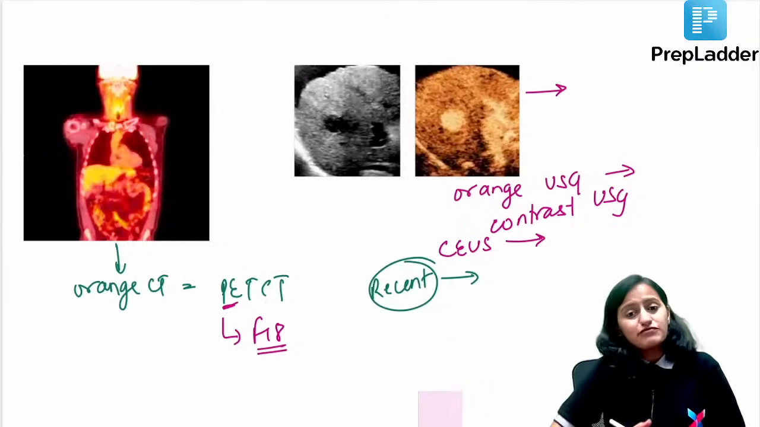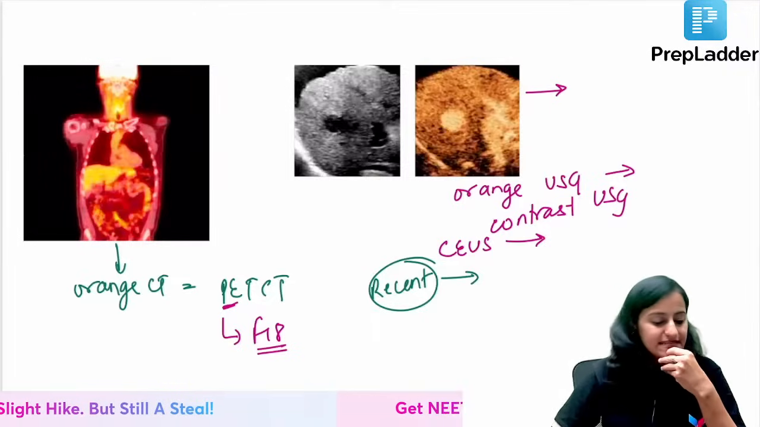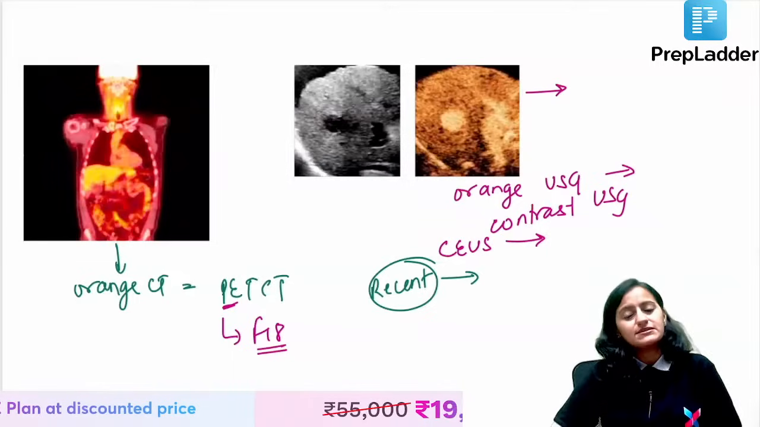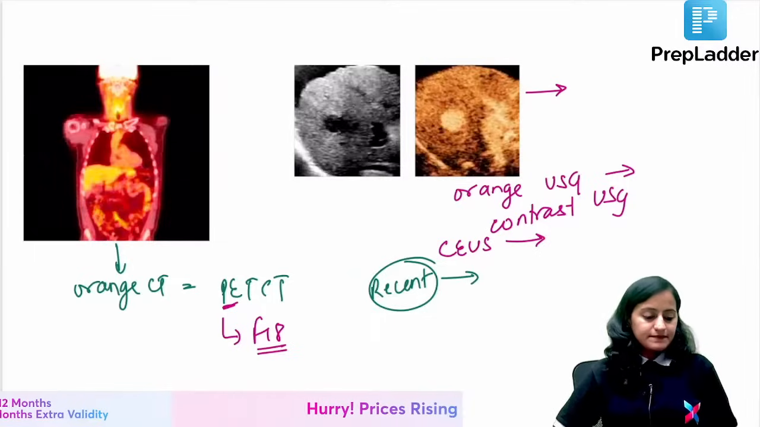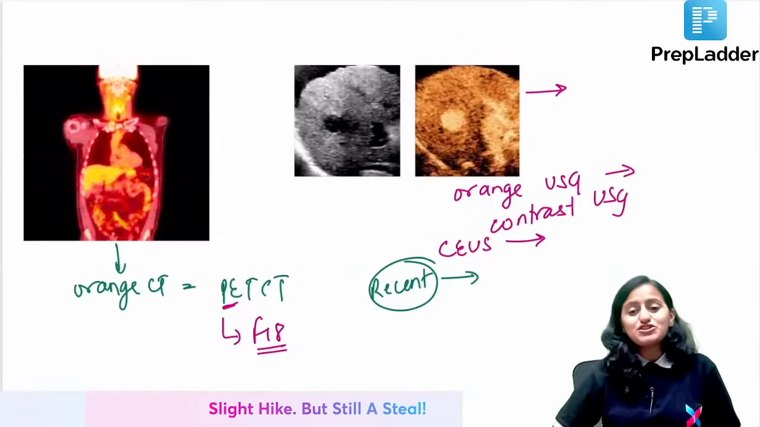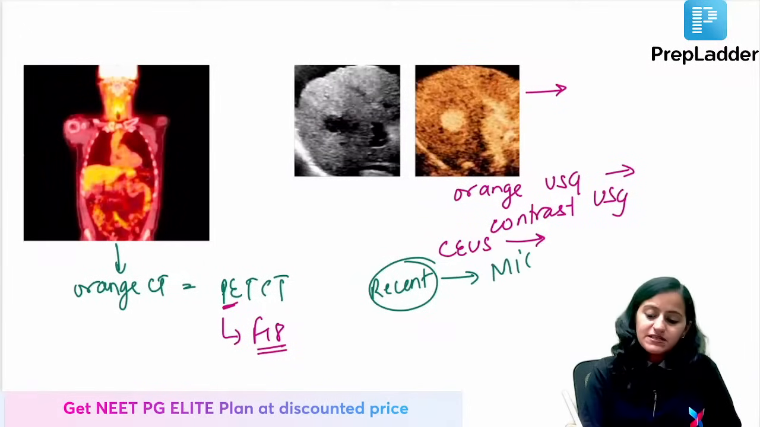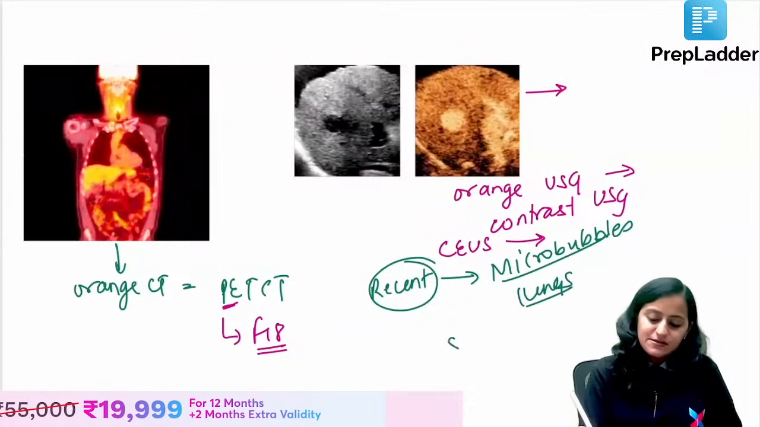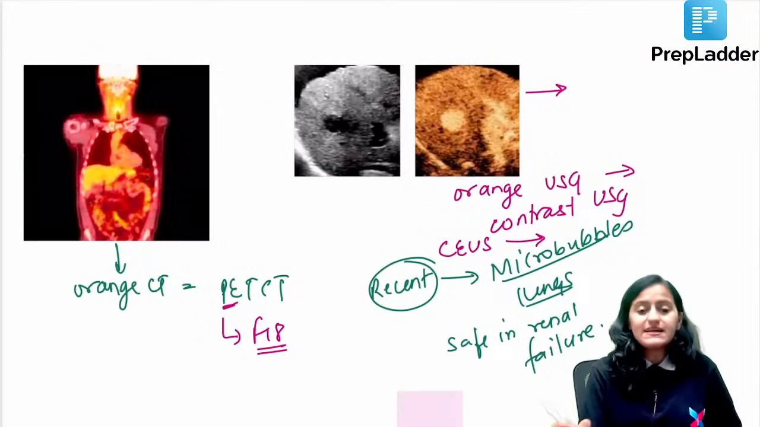What is the advantage of ultrasound contrast over CT contrast and MRI contrast? Recent exam question. Very good. Correct. It can be given in renal failure also. Why? Because the contrast used here is microbubbles which are excreted via the lungs, and that is why this is safe in renal failure.